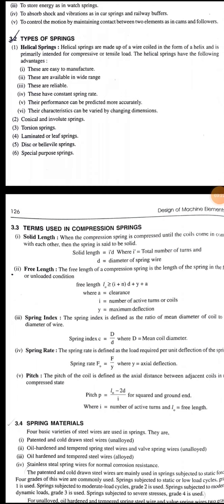Terms used in compression springs. First one, solid length. When the compression spring is compressed till the coils come together, then the spring is said to be solid. The length is L dash. Solid length equals i dash d, where i dash is the total number of turns and d is the diameter of spring wire.